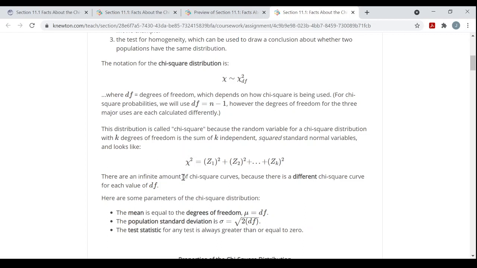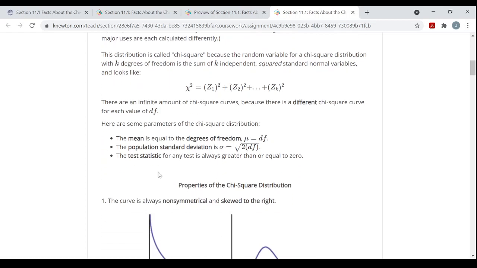There are an infinite number of chi-square curves, because there is a different chi-square curve for each value of the degrees of freedom. And then here are some parameters of the chi-square distribution.